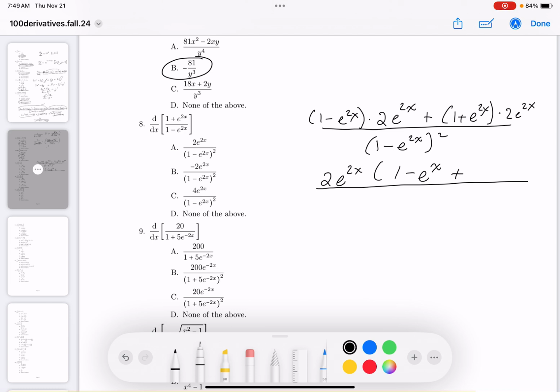I factor out e to the 2x, and you get 1 minus e to the 2x. Whoops, sorry for that, but that's where I got interrupted. The next thing was plus 1 plus e to the 2x. What goes in the bottom? 1 minus e to the 2x, squared.